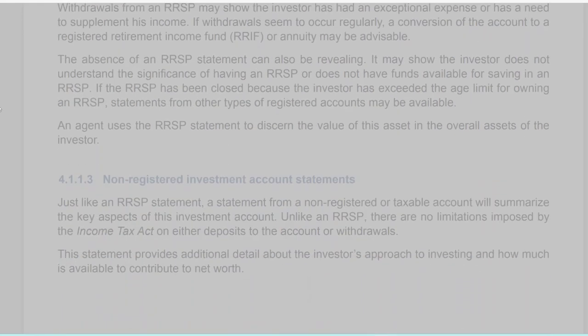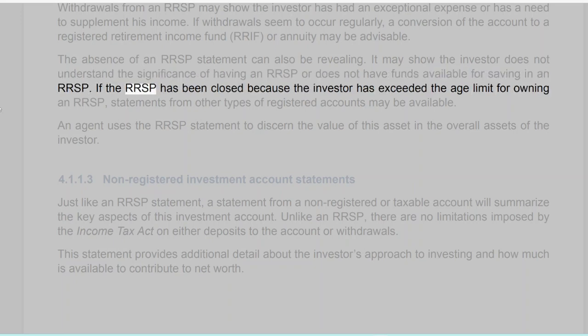Withdrawals from an RRSP may show the investor has had an exceptional expense or has a need to supplement his income. If withdrawals seem to occur regularly, a conversion of the account to a registered retirement income fund, RRIF, or annuity may be advisable. The absence of an RRSP statement can also be revealing. It may show the investor does not understand the significance of having an RRSP or does not have funds available for saving in an RRSP.